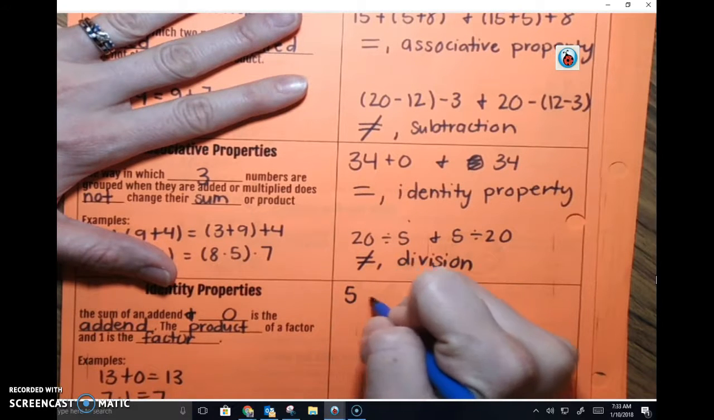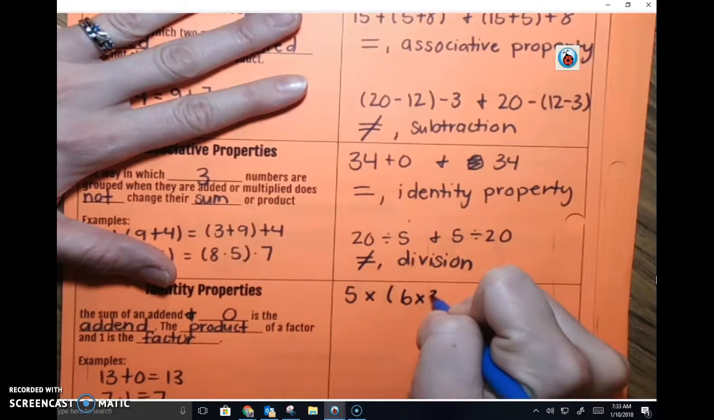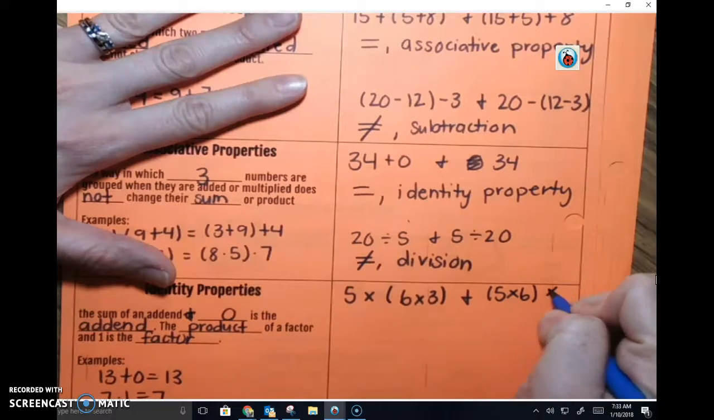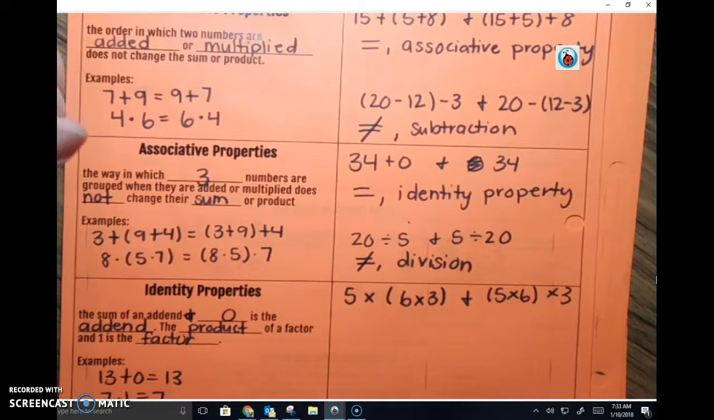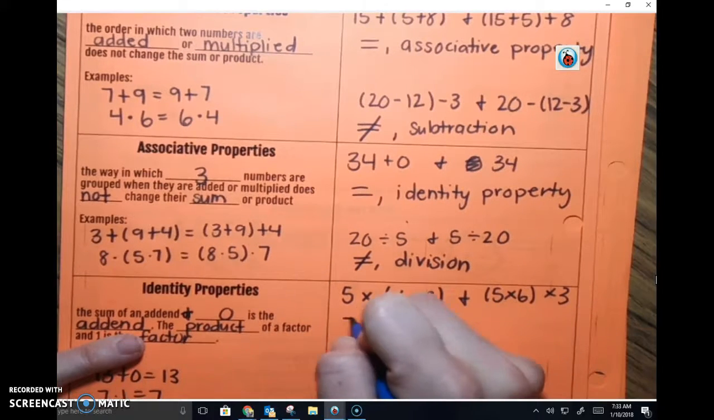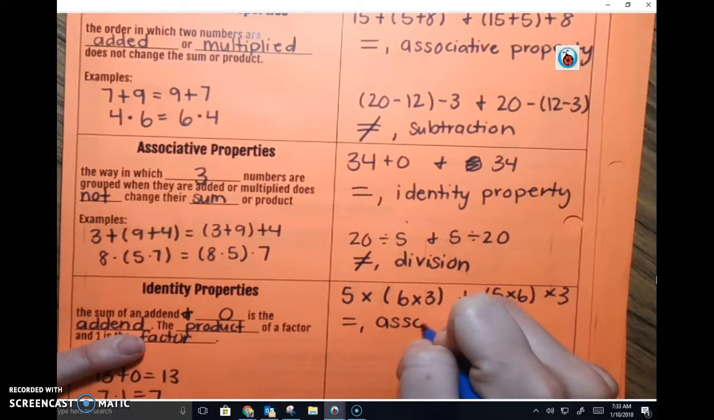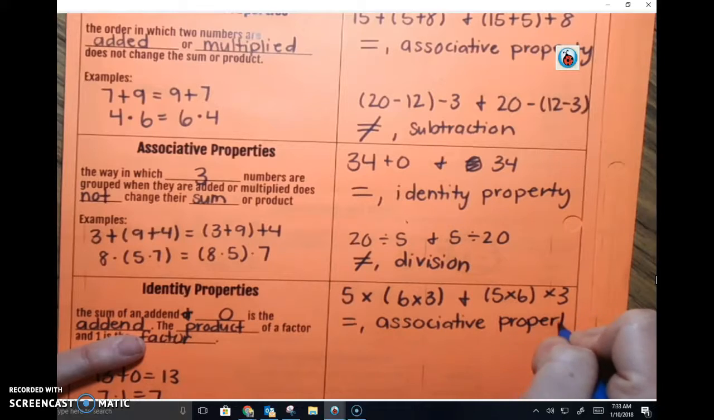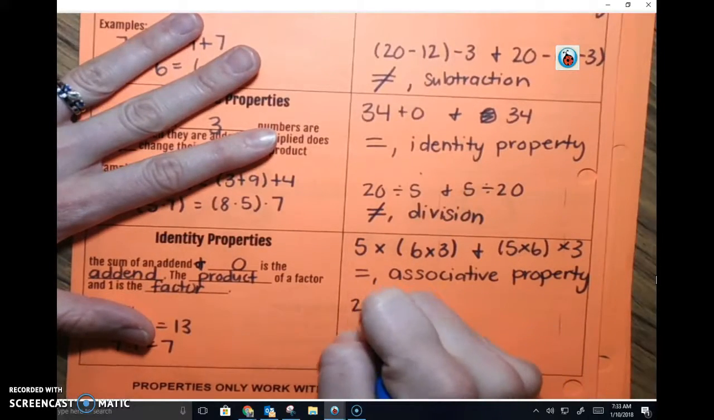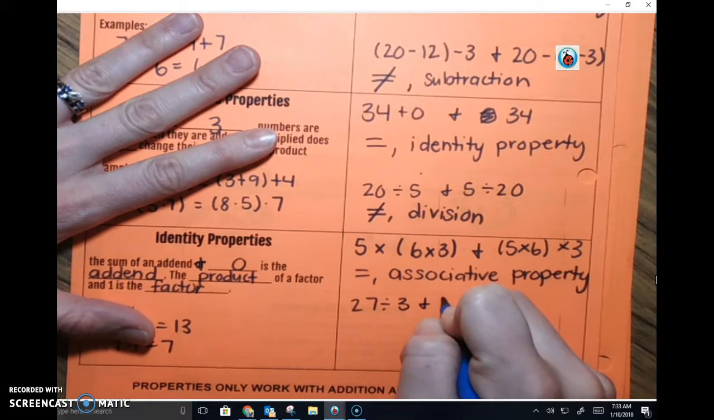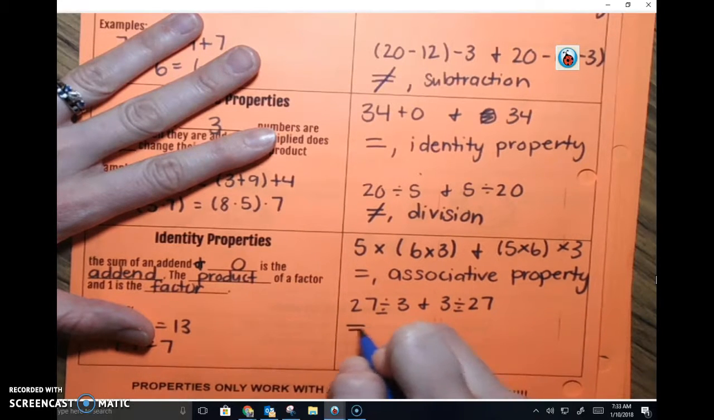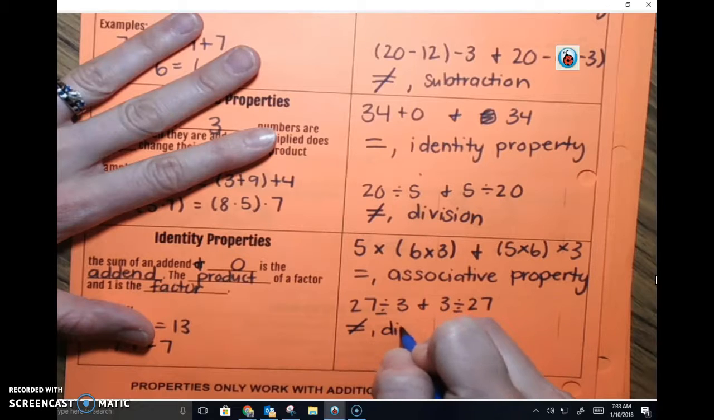Our next one is 5 times, and then in parentheses 6 times 3, and in parentheses 5 times 6, and then times 3. Multiplication. They're the same numbers, and there's 3 different numbers. So this is equal and associative. Our next one we have is 27 divided by 3 and 3 divided by 27. Right away we looked at the operation. It's division, so we know that is not equivalent. So we're going to write not equivalent and division.